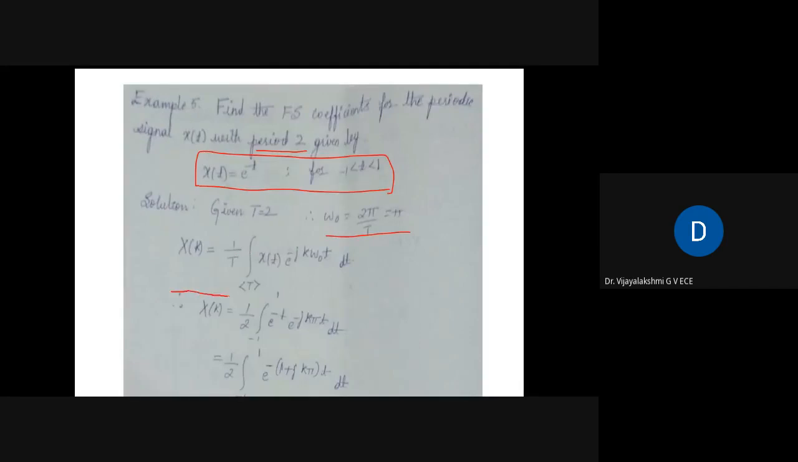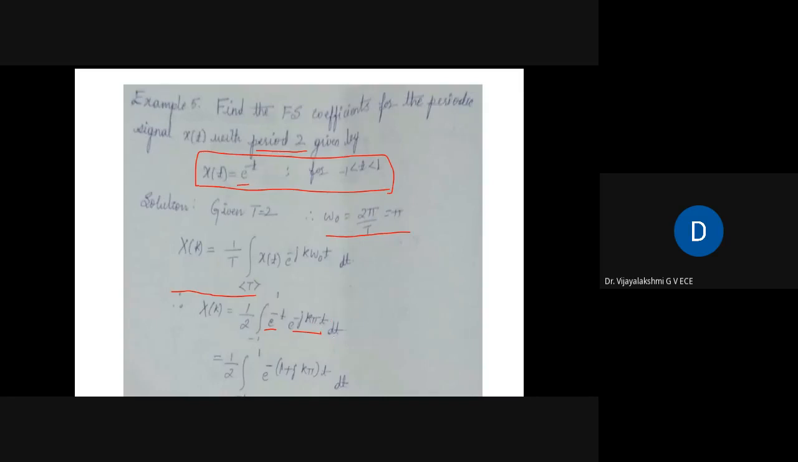Yes. So consider this x of k. x of k is equal to 1 over T integral over the period T, x of t into e raised to minus j k omega naught t dt. Substitute the value of T here, which is 2. What is x of t given to us? e raised to minus t, times e raised to minus j k omega naught t. What is omega naught? 2 pi by T. T is 2, so 2 and 2 will get cancelled, leaving pi t.